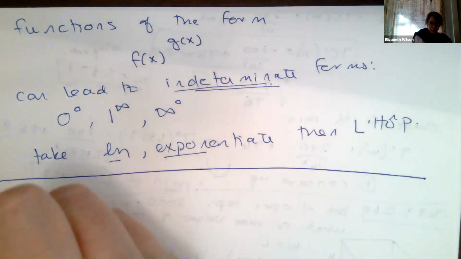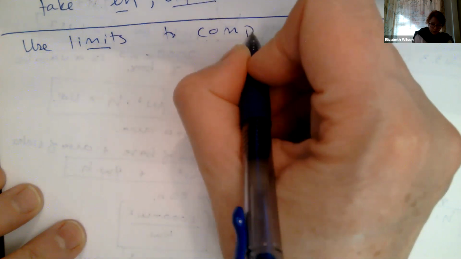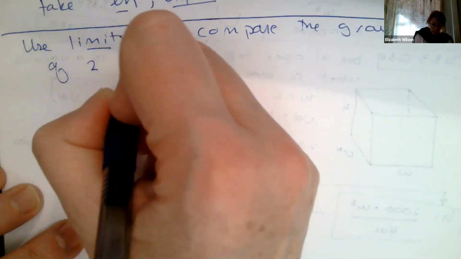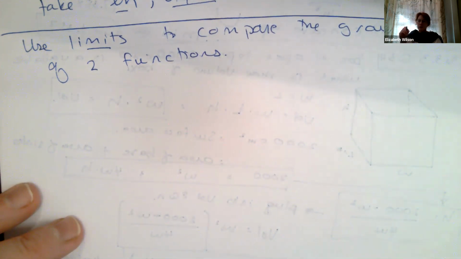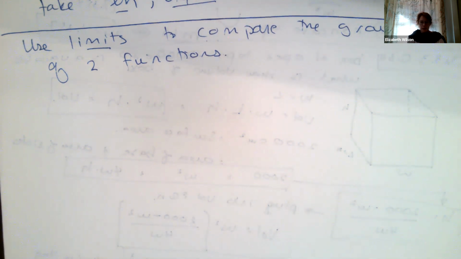All right. So we want to be able to use our limits to compare the growth of two functions. Like which one's growing more quickly? As x goes to infinity, function 1 is going to infinity, function 2 is going to infinity, but which one gets there first? It's a really important question in computer algorithm design. Which one is more optimal? Which one's quicker?